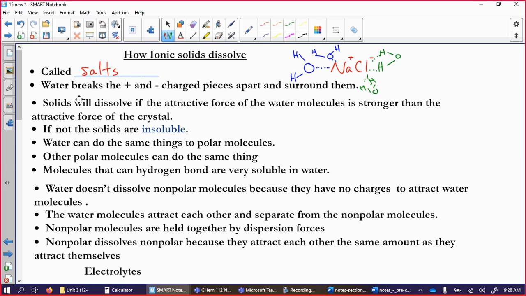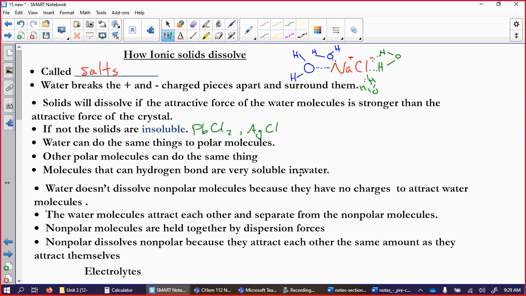Salts will dissolve if the attractive forces of the water molecules, these interactions in here, are stronger than the binding forces between the two ions. Some things are not soluble. We've talked about that: silver chloride and lead(II) chloride. Those are two common ones. The forces that hold the silver and chlorine, and the lead and chlorine, are so strong that no matter how much water you have, you can't pull those apart.